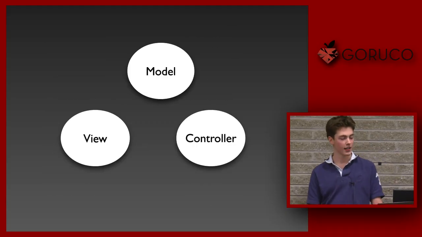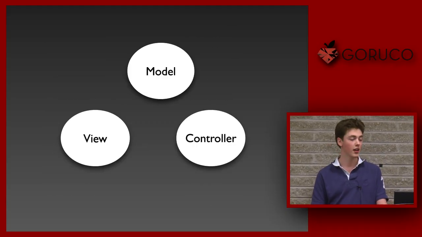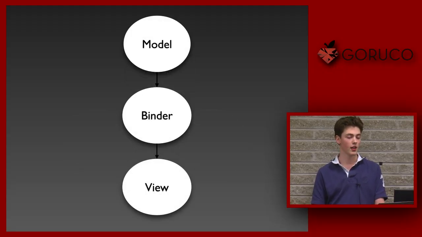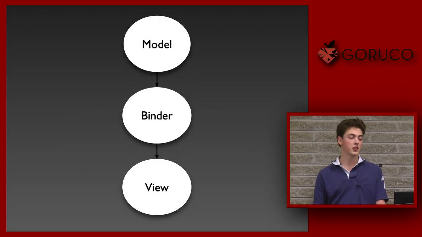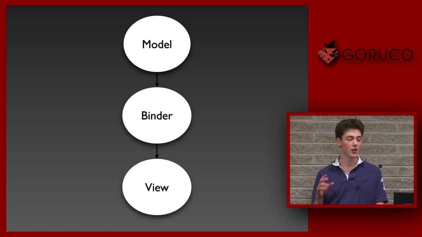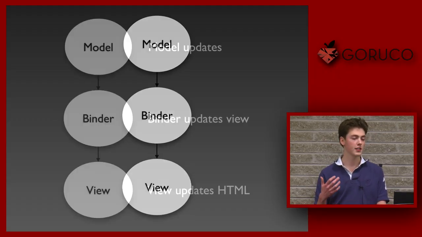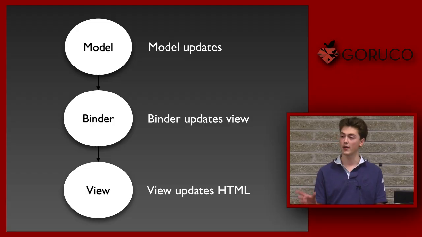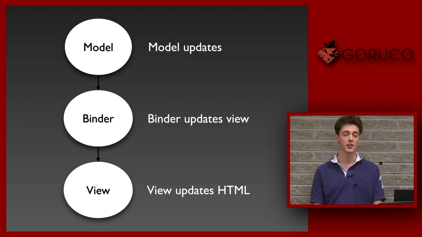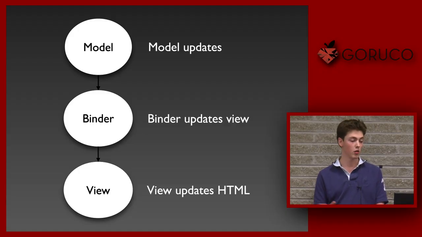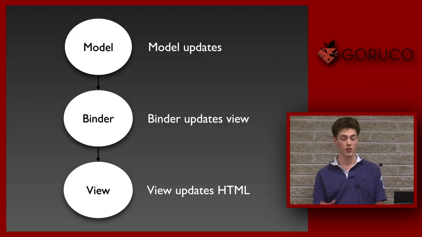MVC, like I was saying earlier, is a big part of Bowline, but in Bowline it's slightly different. It's MBV, Model Binder View. A binder is two things. It's a view abstraction on the model, and it also makes sure that when the model changes, the view also changes. So there's a callback in the binder, and when the model is updated, then the callback is executed and the view is updated. So let's say there's a new user. The callback in the binder would be executed, and then the new user would appear in the view.